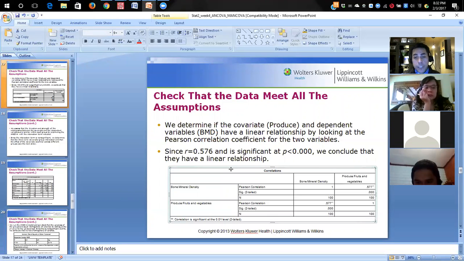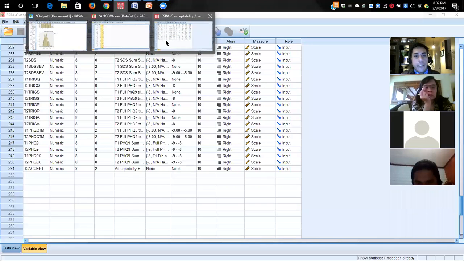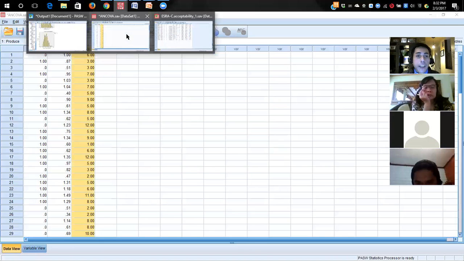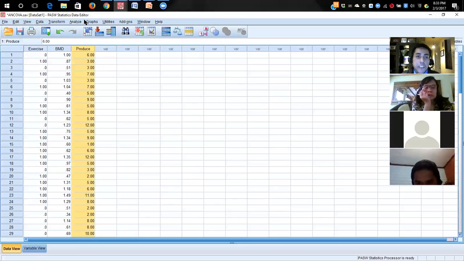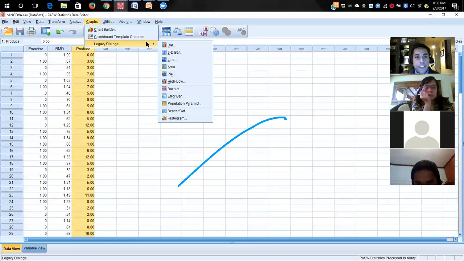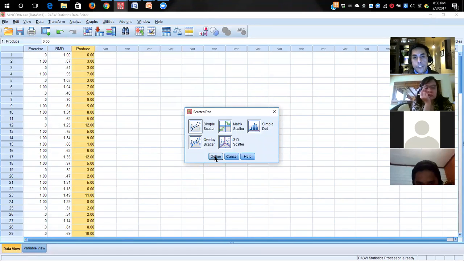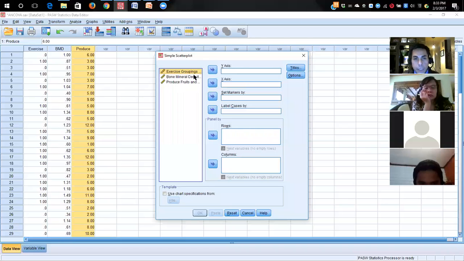And they have linear relationship. Kung gusto pa jud nimo nga i-check, understandable naman gina siya nga positive linear correlation. Kung type A jud ka nga pagkuan, statistician, you can actually create your scatter plot. Graphs, and then legacy dialog, and our scatter dot here. We always put our dependent variable in the y-axis, and then our produce and vegetable in the x-axis. And we press OK.